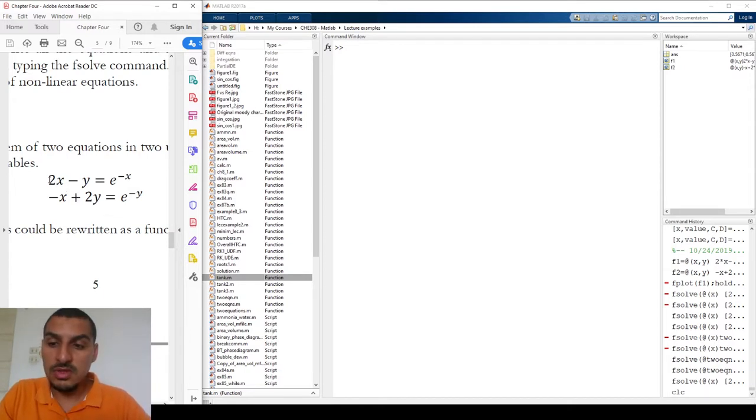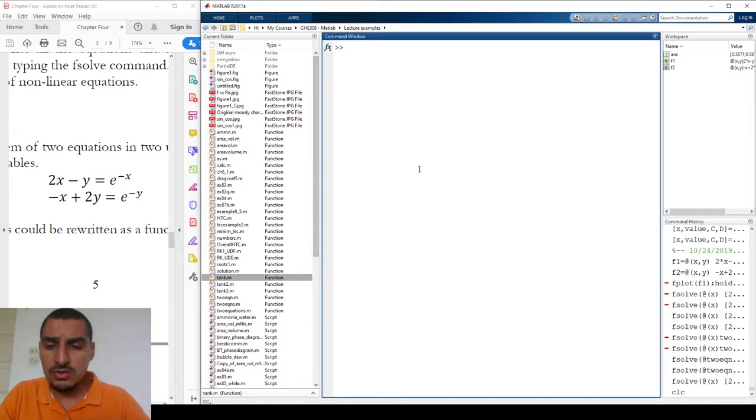If you have 4 equations and 4 unknowns, we will do the same thing. So to see how to do this, we will do the solution on these 2 equations. It's going to be almost the same steps we did before with some changes because of the number of equations. So we have here 2 equations: 2x minus y equals e power minus x, and minus x plus 2y equals e power minus y.